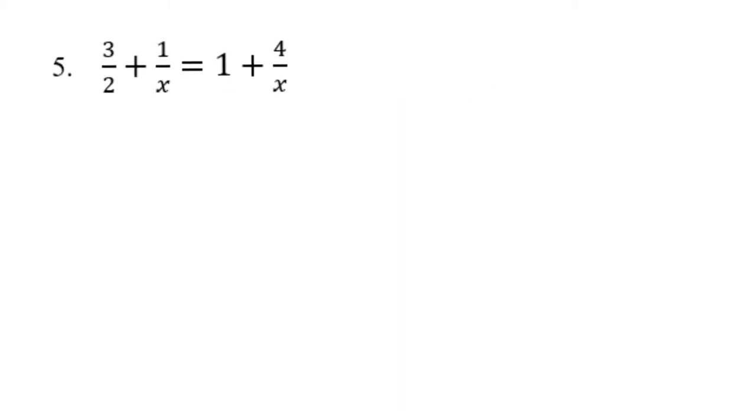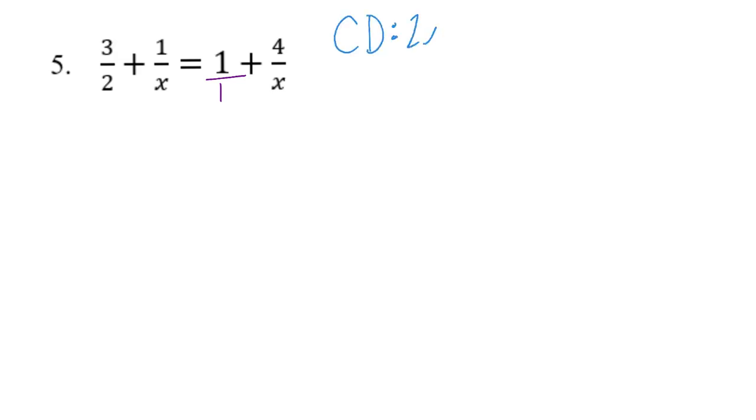All right, looking at this problem, we have denominators of 2 and x, and this one has a denominator of 1. Remember, anything that doesn't have a denominator automatically has a denominator of 1. You can make anything a fraction by putting a 1 underneath it. So our common denominator is going to be 2x. And yes, it can have a letter in it.